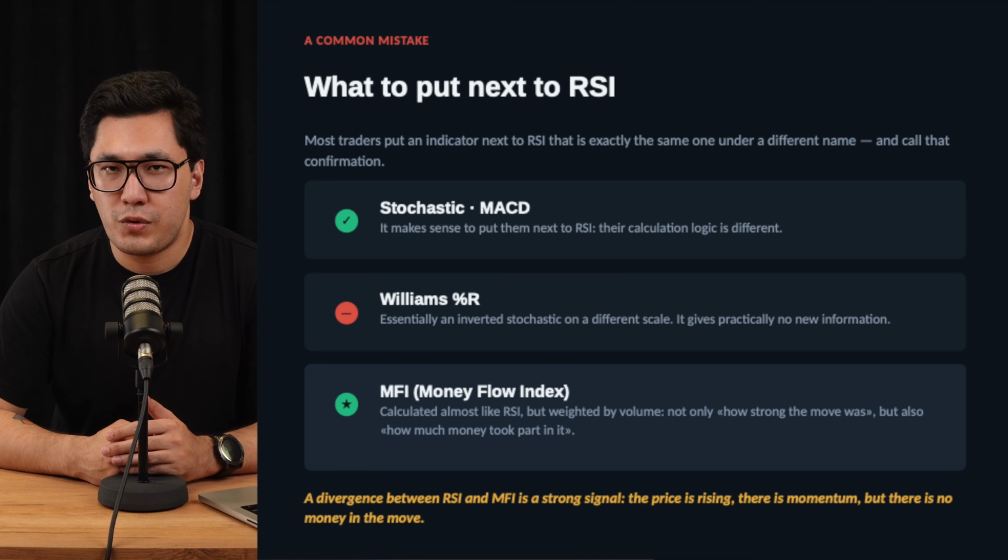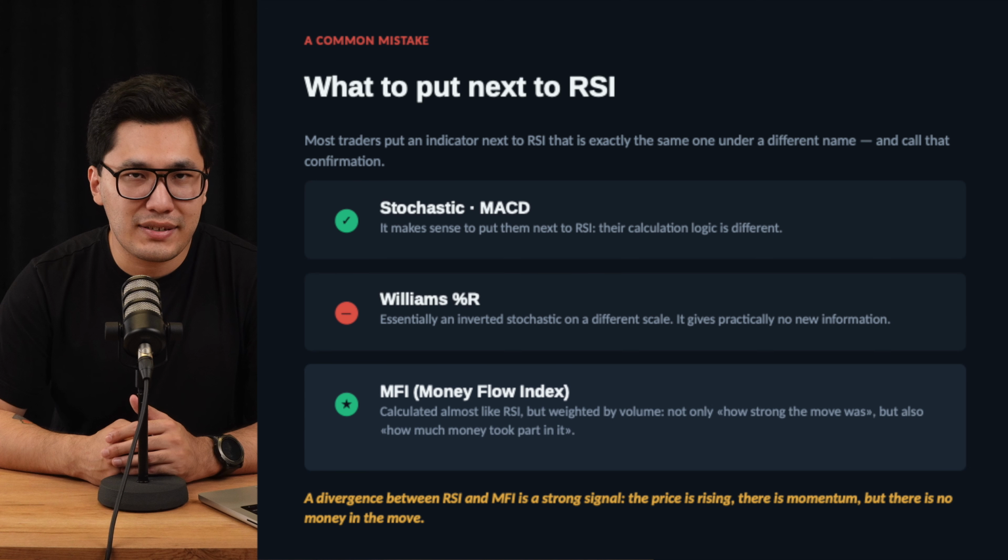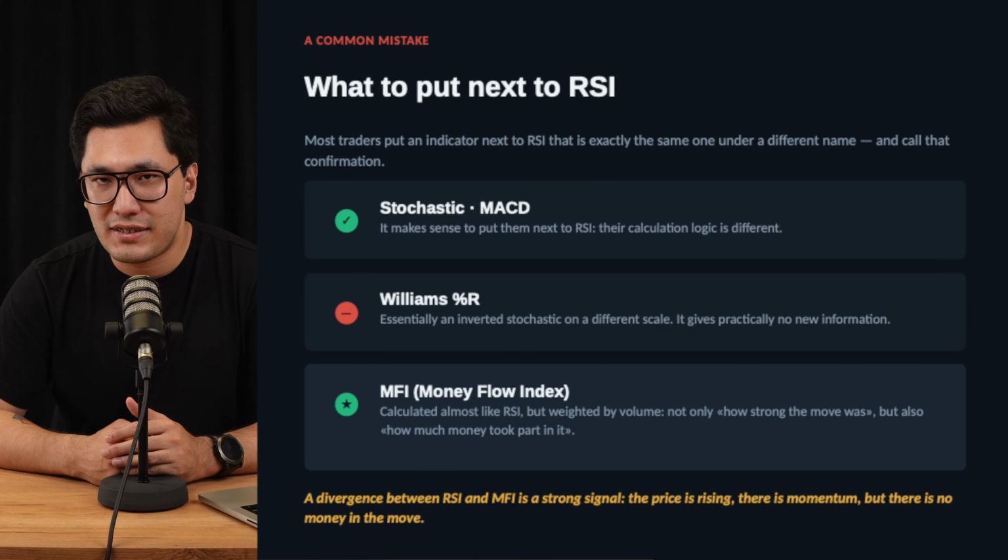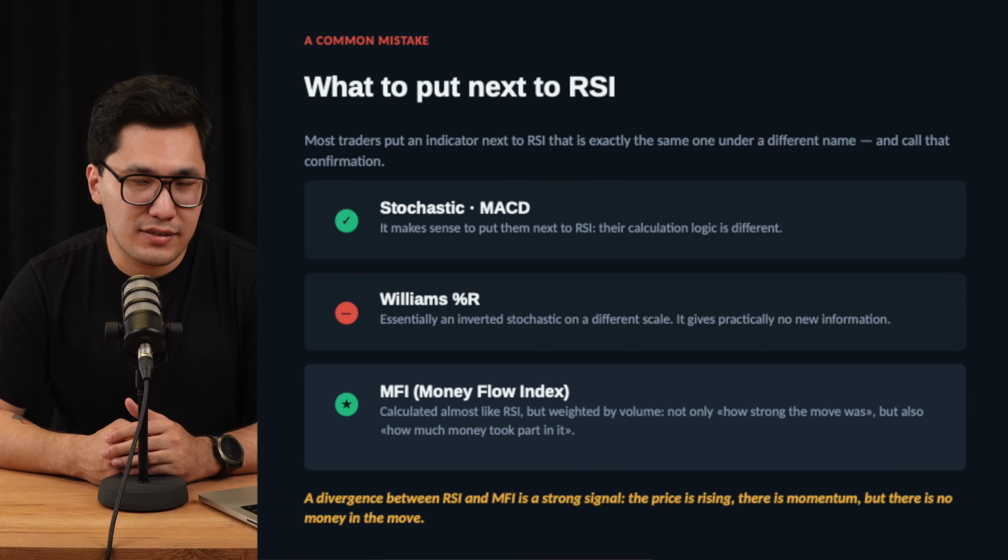Now, the most common mistake. Most traders add another indicator right next to RSI that measures almost the exact same thing, just under a different name, which only reinforces their own arguments. So, it's worth going over what actually makes sense to pair with RSI and what to use instead.